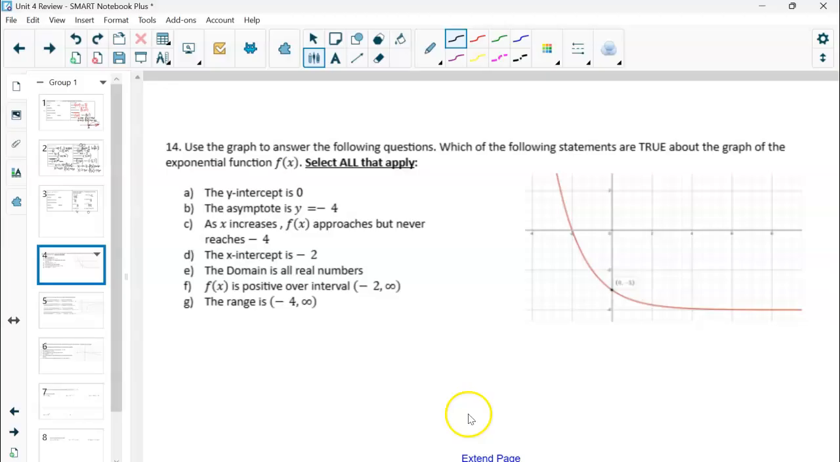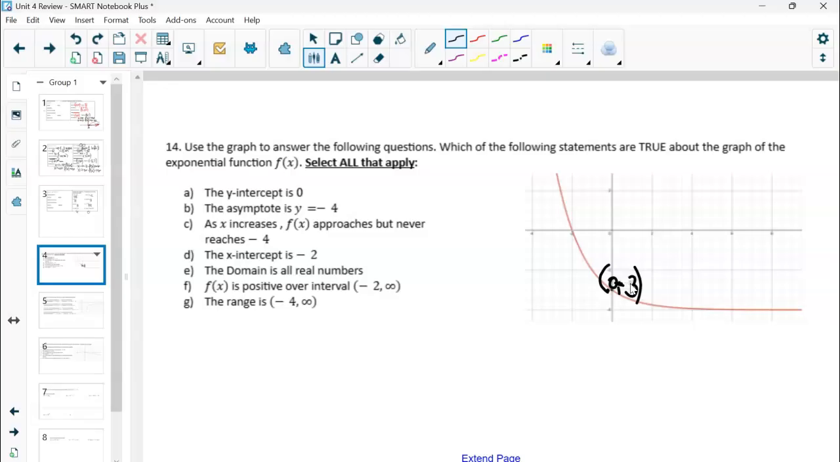All right, next question. All right, so use the graph to answer the following question. Which of the following statements are true about the graph and exponential functions? Select all that apply. You have a lot of multiple answers here. I purposely wrote this point as 0, -3, just so you can see in case it was hard to see. All right.